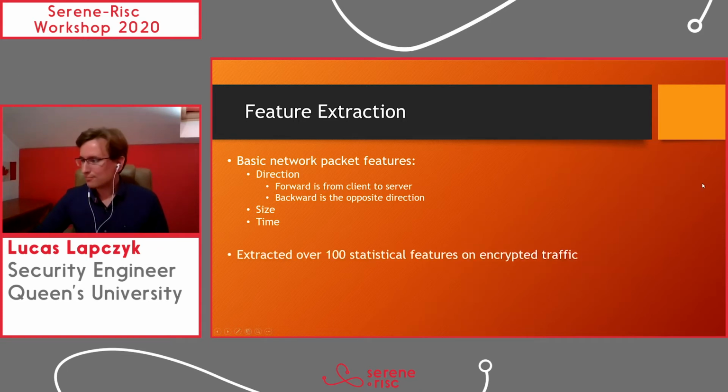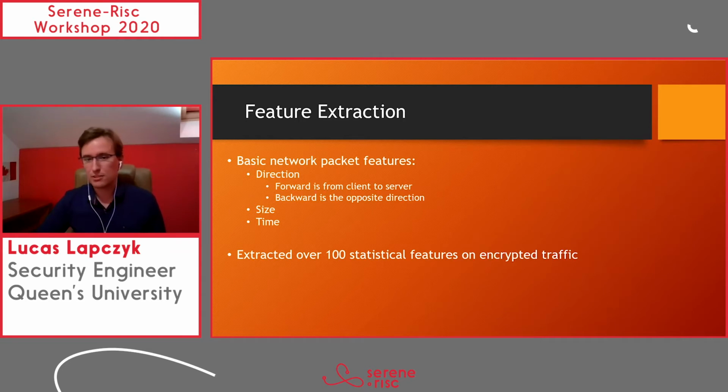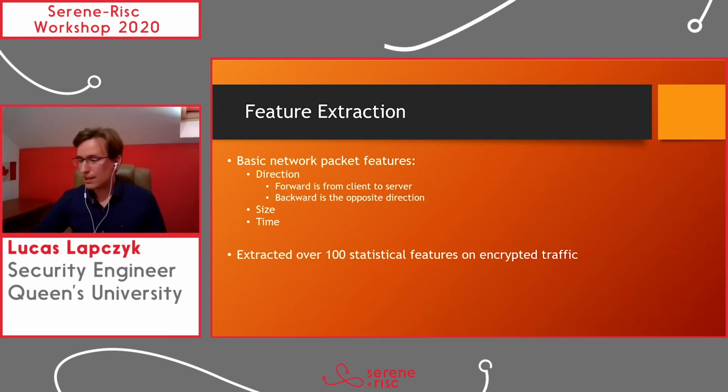From those features, we can build larger data sets. We can calculate their averages, standard deviation, minimum, and maximum. We can count specific packets that we find interesting or important for a particular study. We extracted over 100 statistical features after calculating those derived features and using some matrix transformation techniques, so over 100 statistical features on every sample of encrypted traffic.